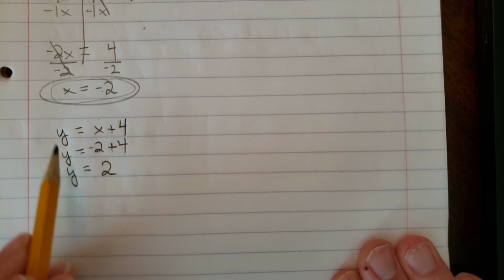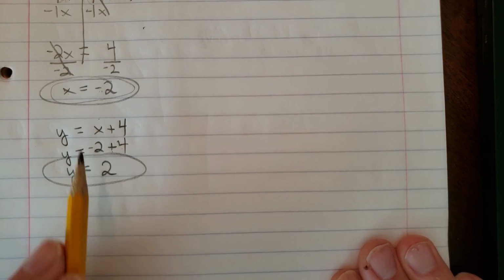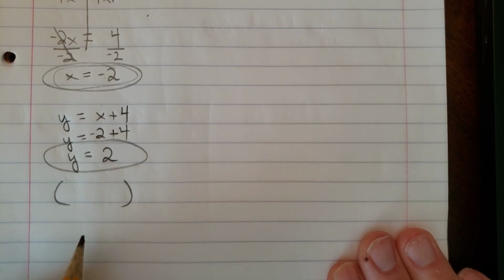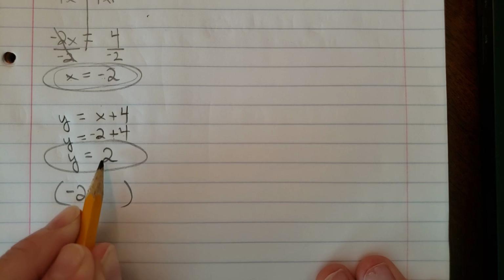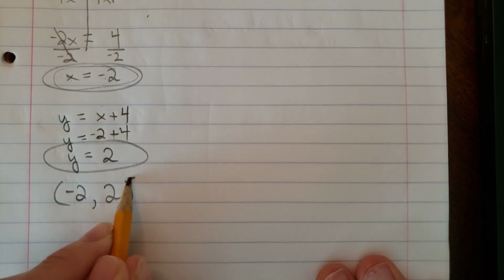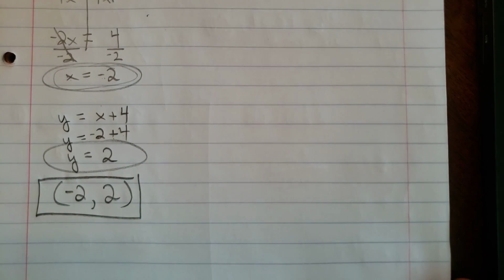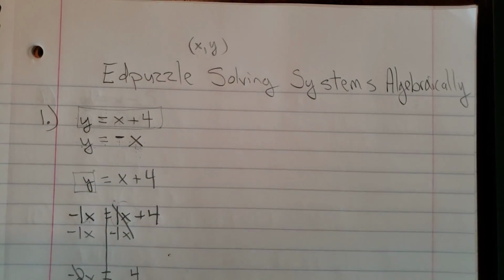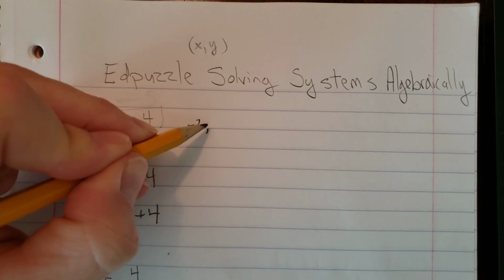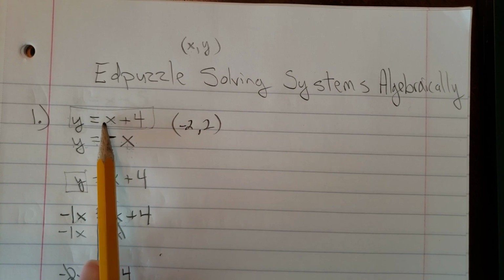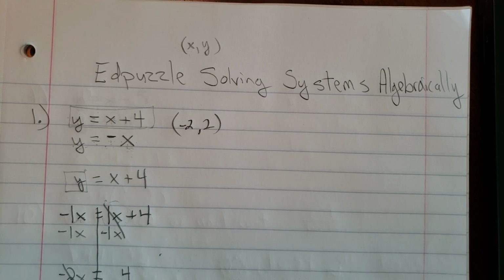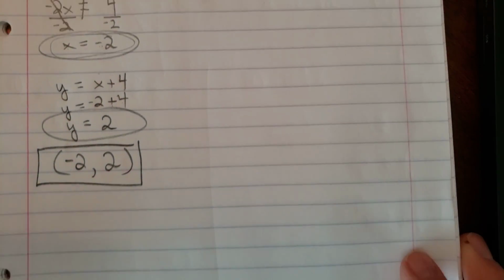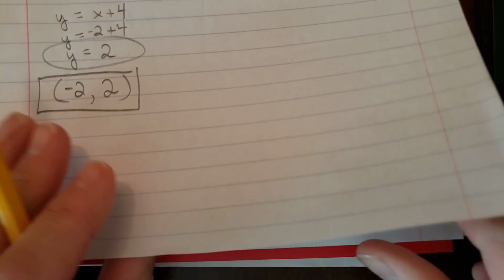Now I have both parts of my answer. Okay, negative 2 and positive 2. And I put that into coordinate form. So my x coordinate always goes first, my y coordinate always goes second. And that is my answer. Okay, if I were to substitute that answer in, negative 2 comma 2, into this equation and this equation, it would satisfy both of those equations. Okay, so that is the solution to number 1. Okay, it's time to try number 2.